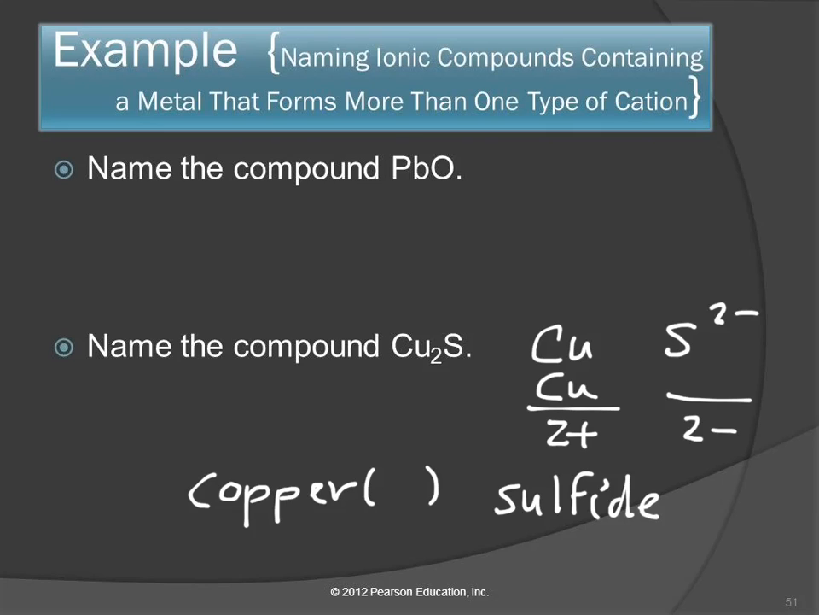So we've got a 2 plus charge, and we're dividing it between 2 things. It has to be divided equally. We can't say that one's 0 and the other's plus 2. We divide it equally, and they're both plus 1. See how that works?